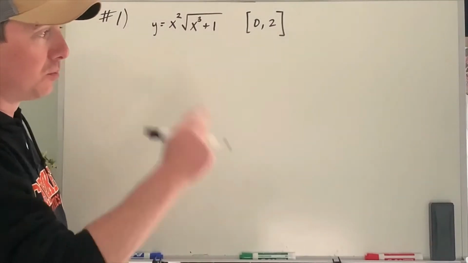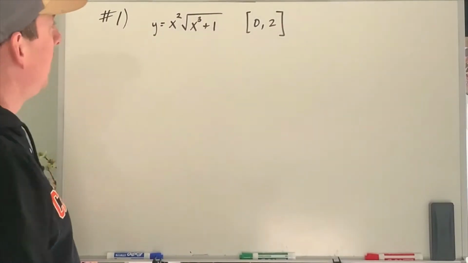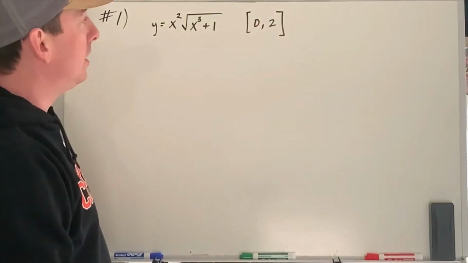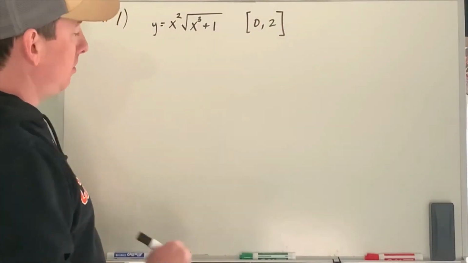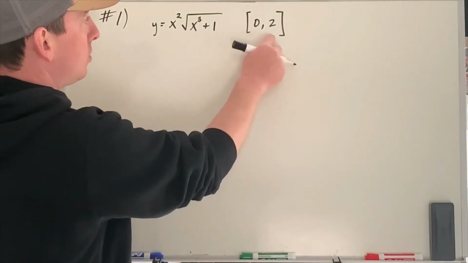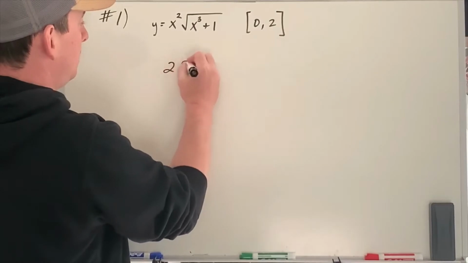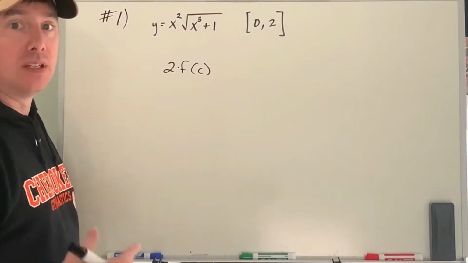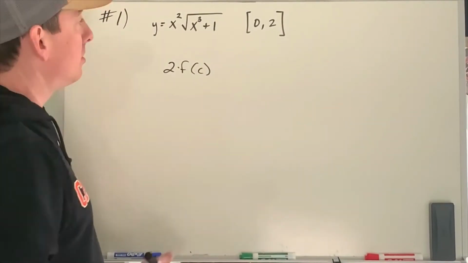Hey guys, we're going to start off today with number 1. We're asked to find the average value of this function over the interval from 0 to 2. So we can picture a rectangle that's 2 units wide and f of c units high. F of c is what we're solving for. That's going to be our average value.